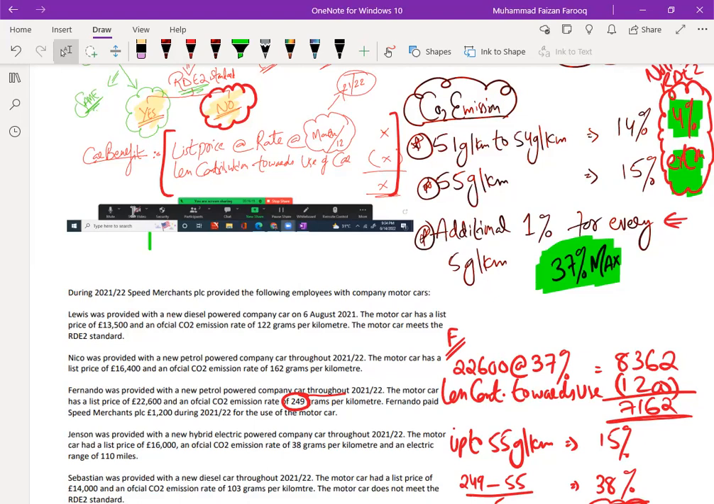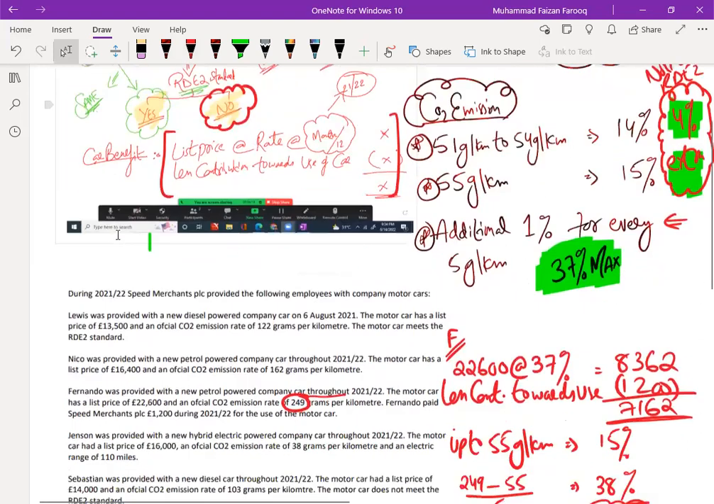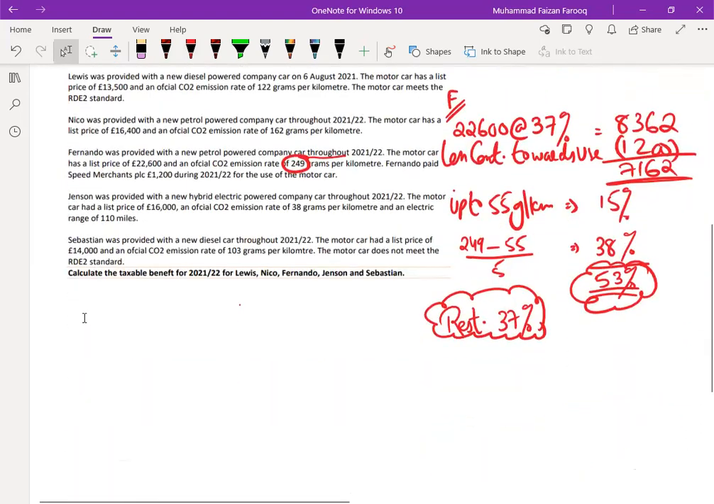There is a person called Sebastian. Jensen, I am leaving it for the time being. Just go to the last person, which is called Sebastian. You can see. Please read out. Sebastian was provided with a new diesel car throughout 2021 to 2022. Throughout. It has a list price of 14,000 pounds and a CO2 emission rate of 103 grams per kilometer. The motor car does not meet the RDE2 standard.